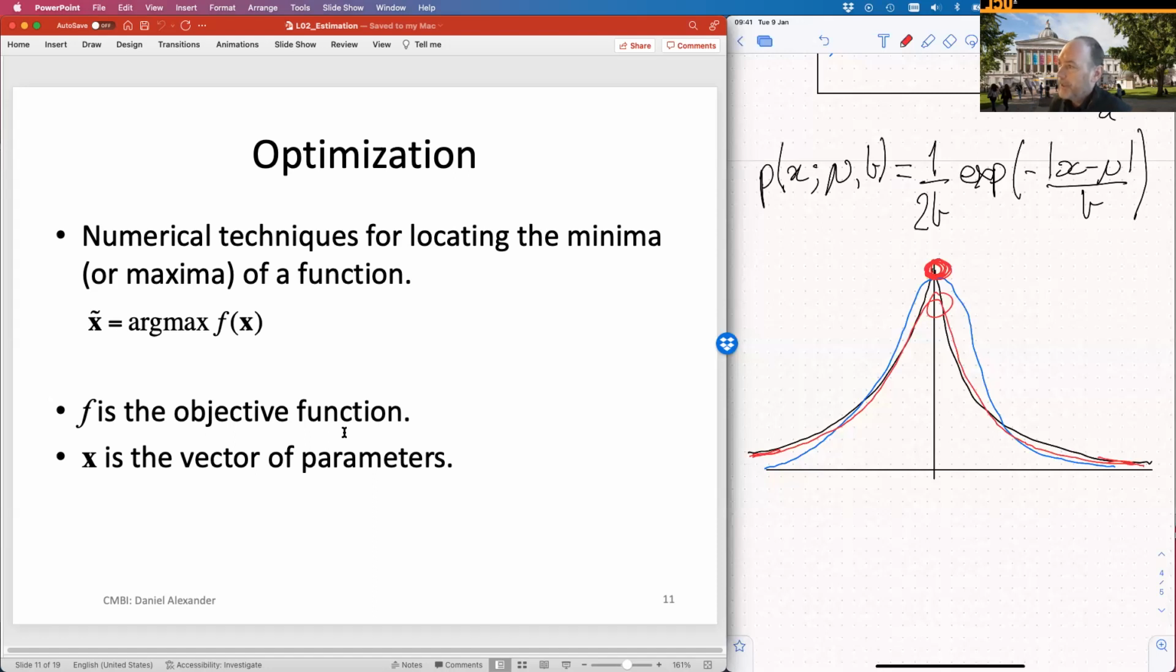So, optimization then. Optimization algorithms generally are numerical techniques for locating the minima or maxima of some kind of objective function. So we seek the parameter estimate x tilde that is the argmax of some objective function, i.e. the combination that maximizes or equivalently minimizes this objective function. And in our case, x is the vector of unknown parameters of some model that we're interested in.